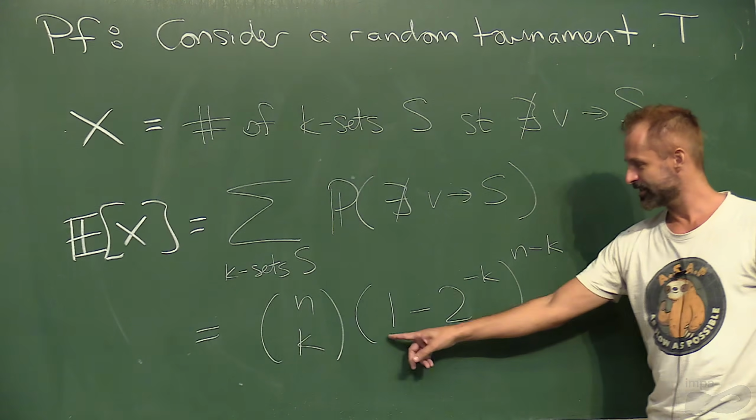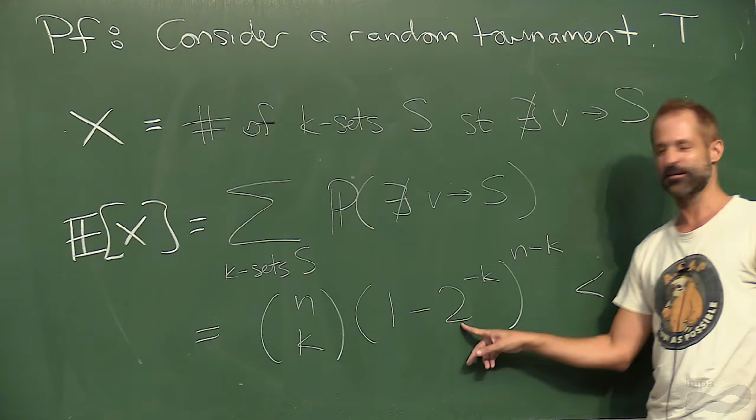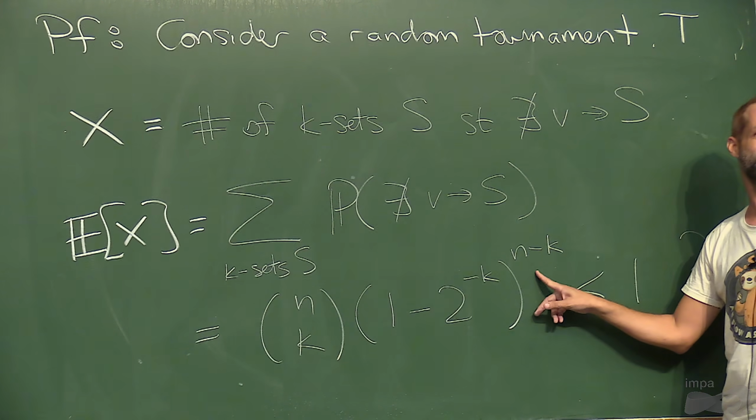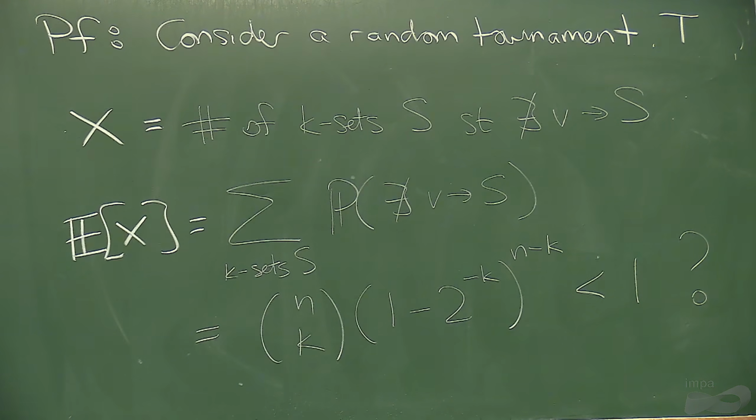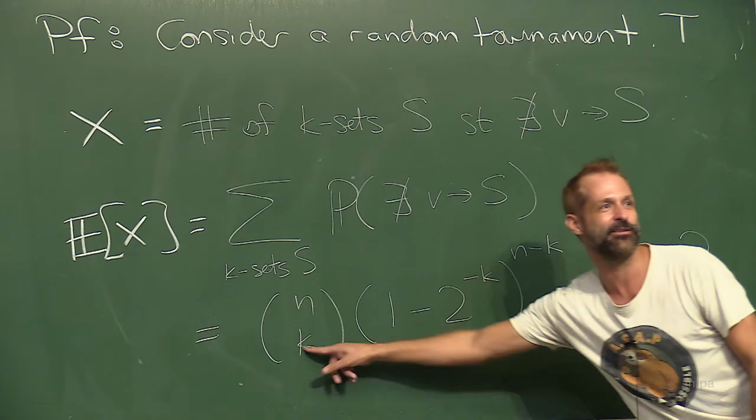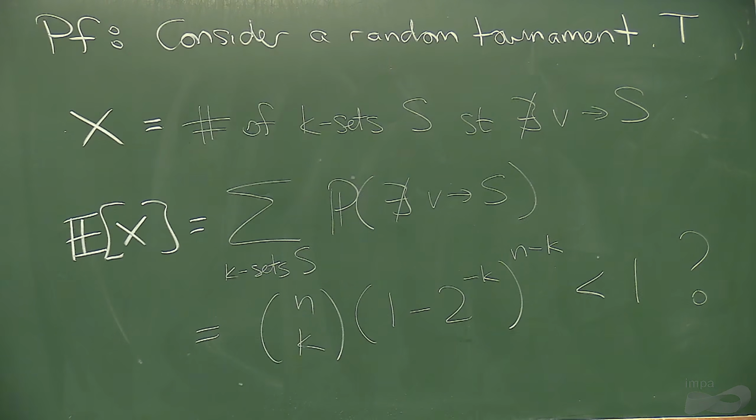What is this thing? This is a number less than 1, a constant, to the power n. This is an exponential. And without calculating at all, we know exponentials beat polynomials. So obviously, when n is large enough, this thing beats this thing, and you get something less than 1, without any calculation. So we're done. Just take n large enough so this last inequality is true. The expectation is strictly less than 1, so with positive probability, it's 0. And that's all we wanted. Great.